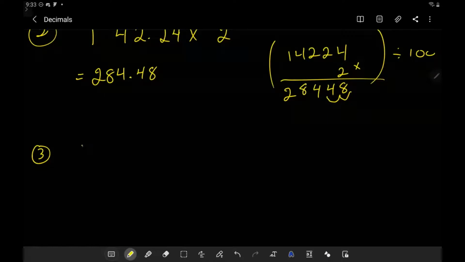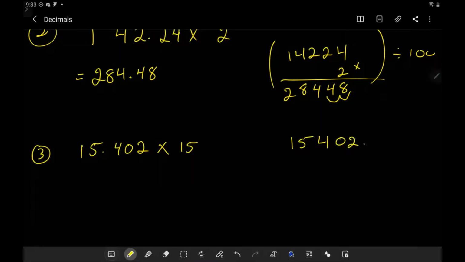So let's do 15.402 multiplied by 15. All right, so let's try this one. How many decimal places do I need to move to make this a whole number? 3. So how much do I need to multiply by? 1,000.